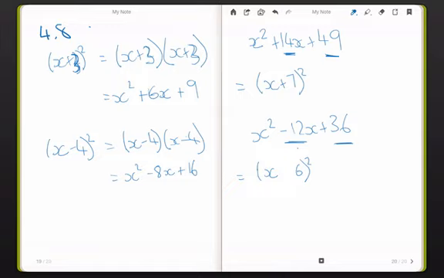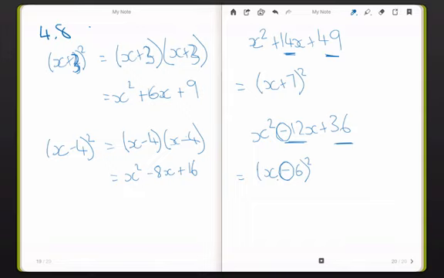Now is it plus or minus 6? Well, we need to have a -6 because this first sign here is negative. If both signs are positive, this is a positive. If this first sign here is a negative, so is this. So have a look at what this first sign is and that'll tell you what the sign in the bracket should be. So that's how we factorize using our perfect squares rule.